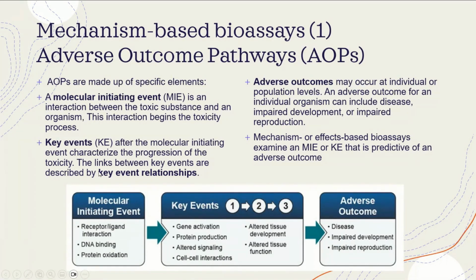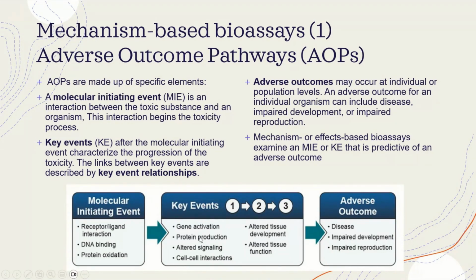So this process starts with the chemical entering the organism and interacting with some feature of that organism, usually some macromolecule in a cell, that is initiating a chain of events. And so this molecular initiating event may be an interaction between that contaminant and a receptor, or interacting with DNA, or interacting with an enzyme. That interaction is interpreted by the cell in a variety of different ways, depending on what the molecular initiating event is.